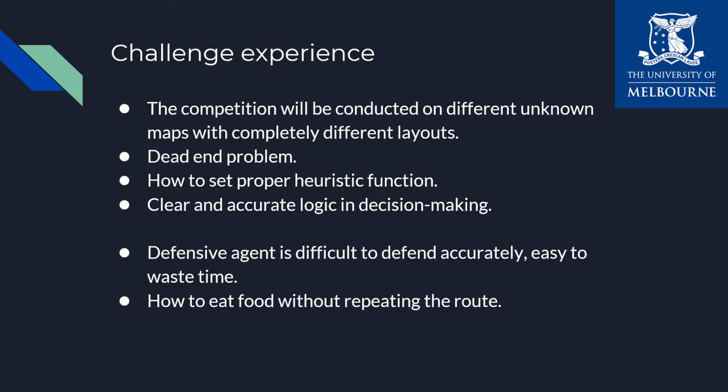There are a number of challenges we experienced in the entire process. Some are solved, but some are not. For example, the competition will be conducted on different unknown maps with completely different layouts. So in some cases, our game theory will not work on a map that is suitable for defending. Second, the dead-end problem. The biggest problem for attackers is the dead-end problem. We should avoid entering a dead-end when there are enemies. We solve this problem by constructing a dictionary that contains useful information about dead-ends, and then decide if we can survive after entering the dead-end.